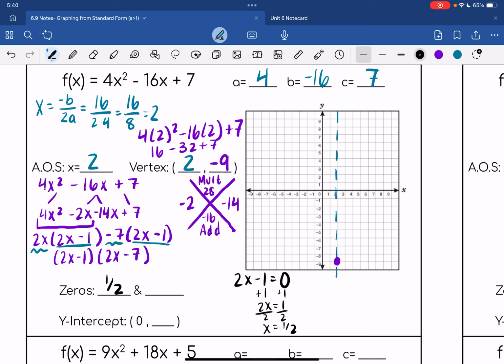For my other one, I've got 2x minus 7 equals 0. I'll add 7 to both sides. I'll get 2x equals 7. And I'll divide by 2. I'll get x equals 7/2. And we'll leave that as a fraction.